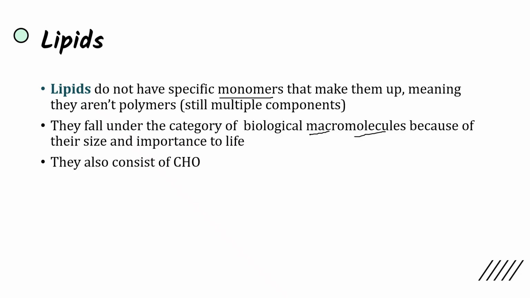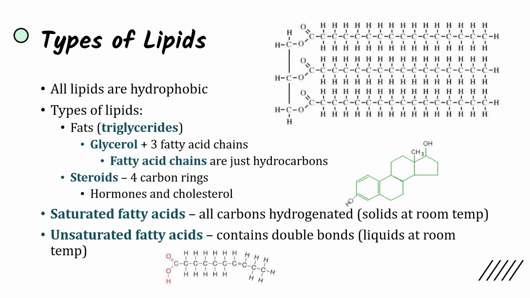And they also consist of CHO, just like carbohydrates, meaning they consist of carbon, hydrogen, and oxygen atoms. Now, very crucial, all lipids are hydrophobic, meaning they are all water repellent, except for phospholipids, but those are special. So let's talk about some different types of lipids.